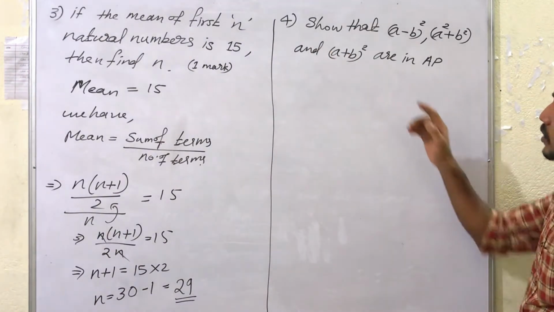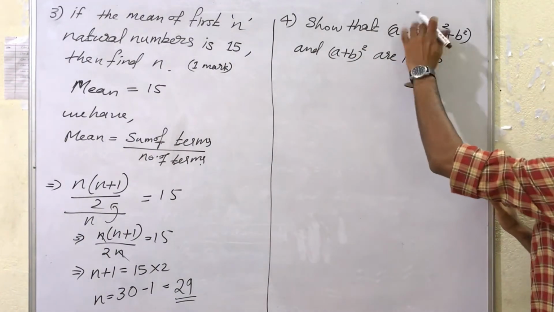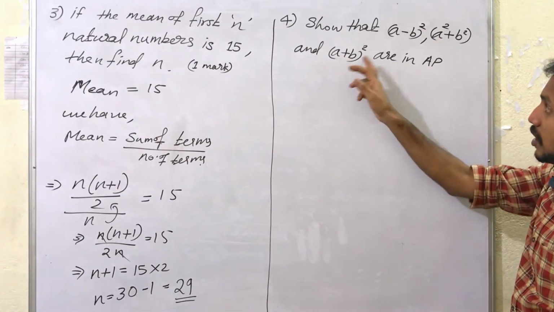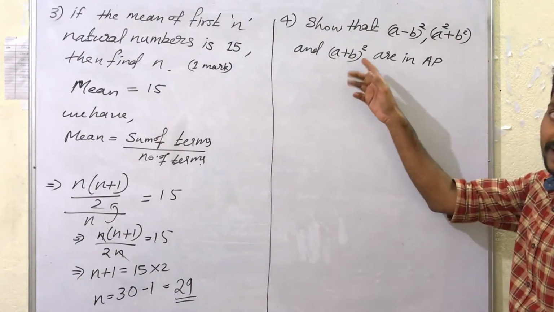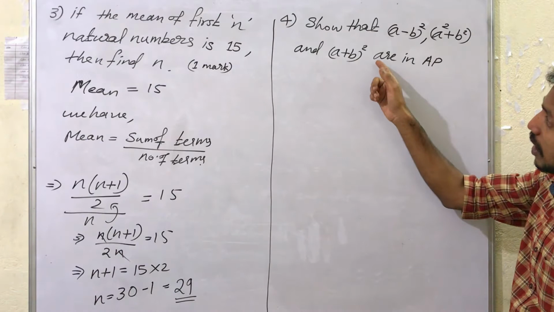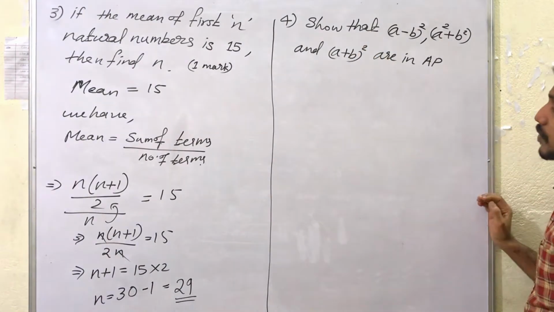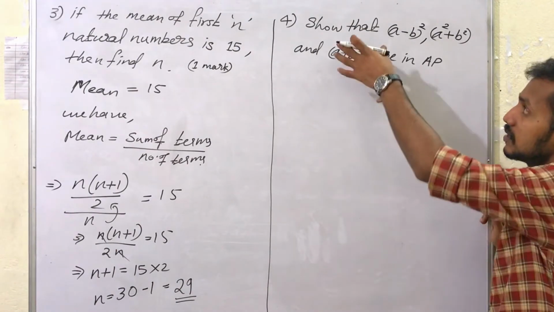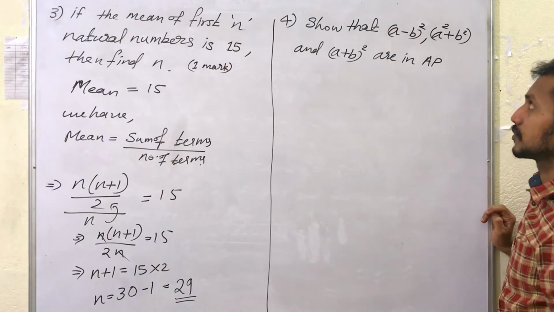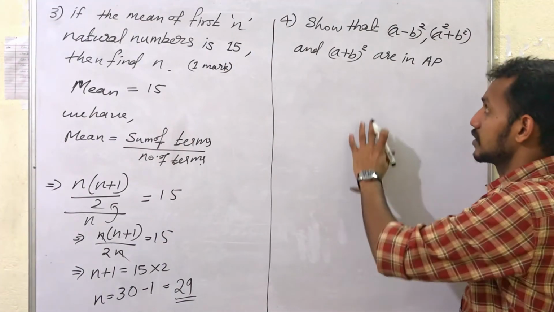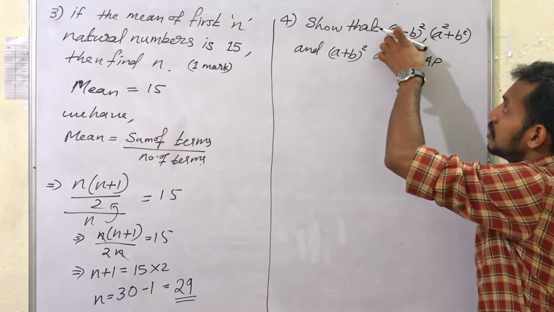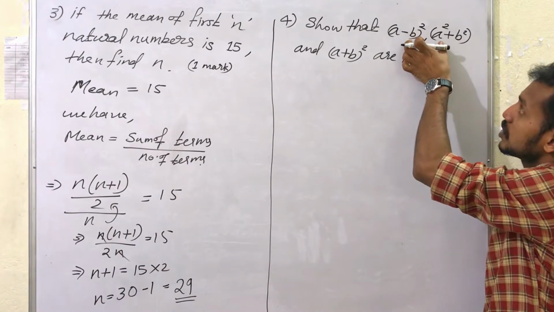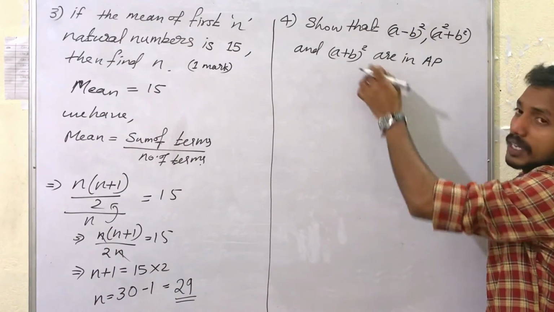Next question is, show that (a minus b) whole square, a square plus b square and (a plus b) whole square are in AP. This is a show that question, and the mark awarded for this question is 2 marks. Usually from the arithmetic progression, there is a chance to ask these types of questions, show that or prove that question. So it is very important to know how to solve the questions like this. So here, we need to show that these 3 terms are AP. For that, the difference between these 2 terms and the difference between these 2 terms should be equal.